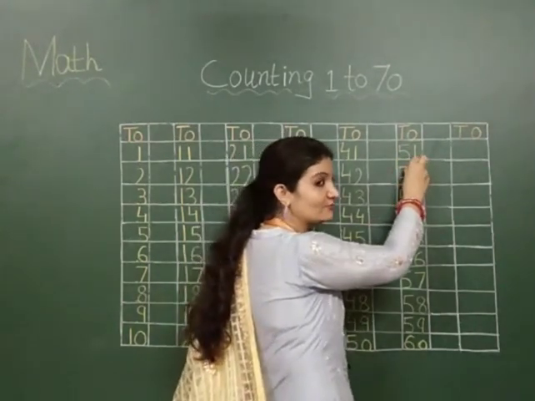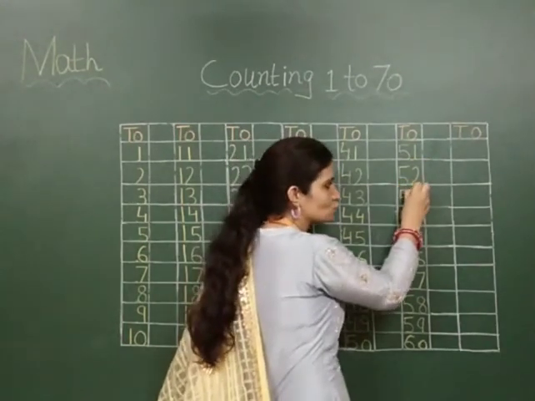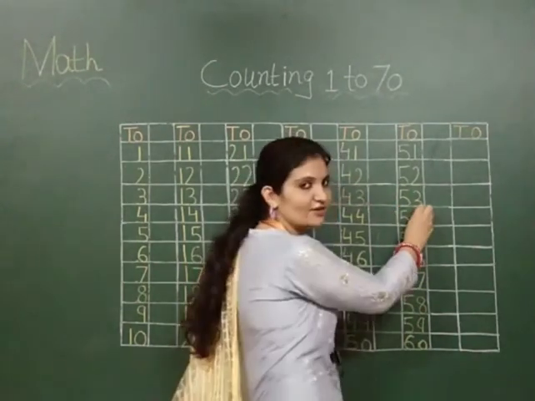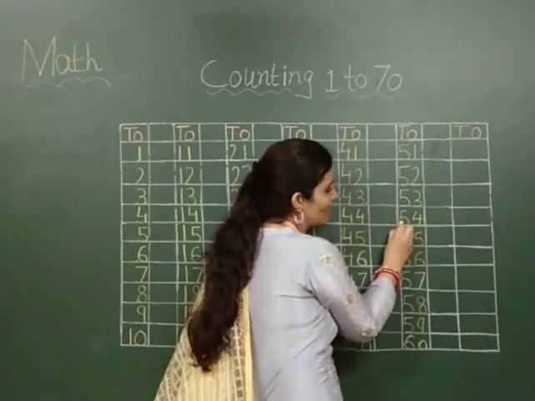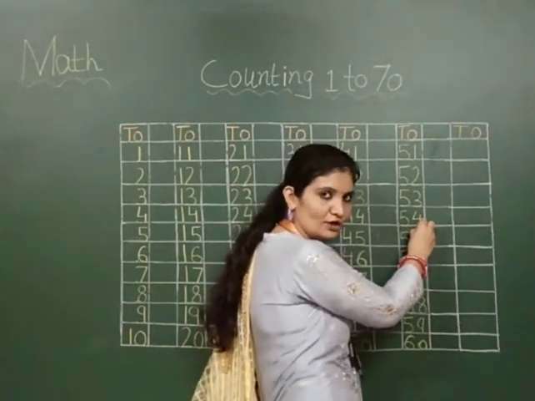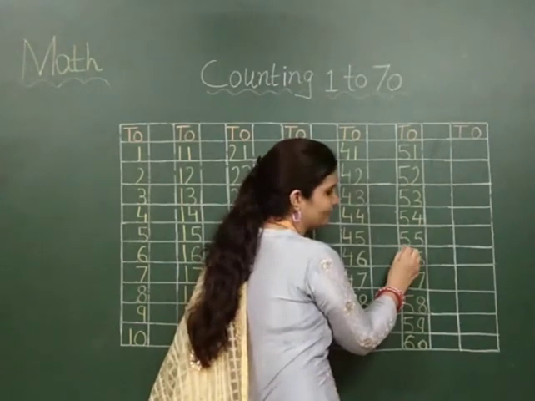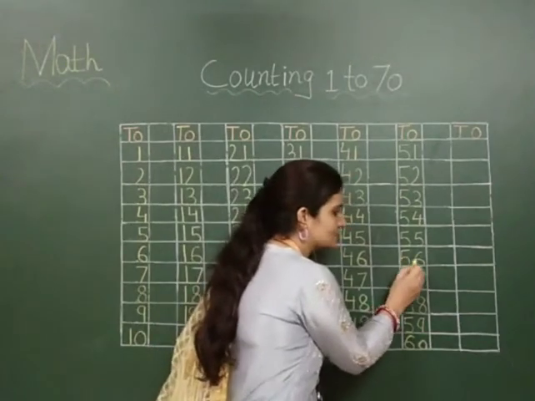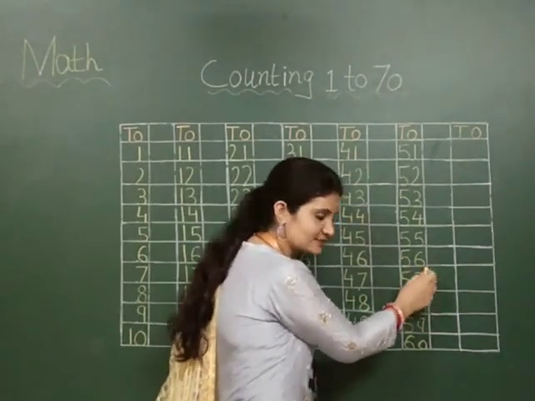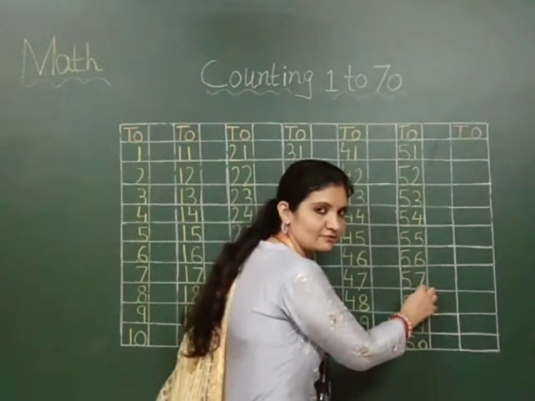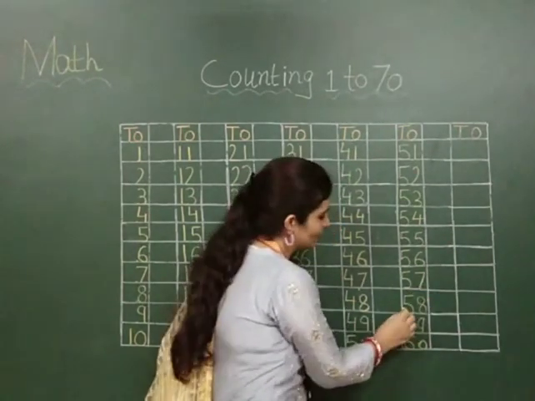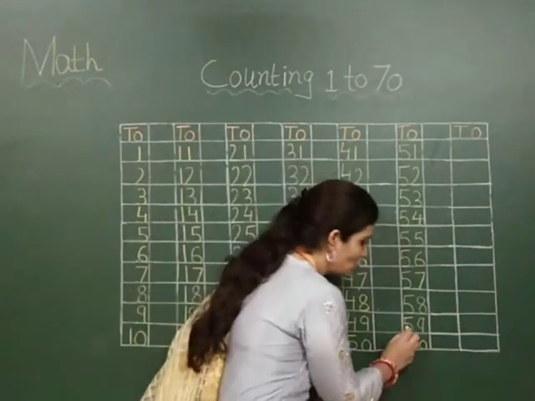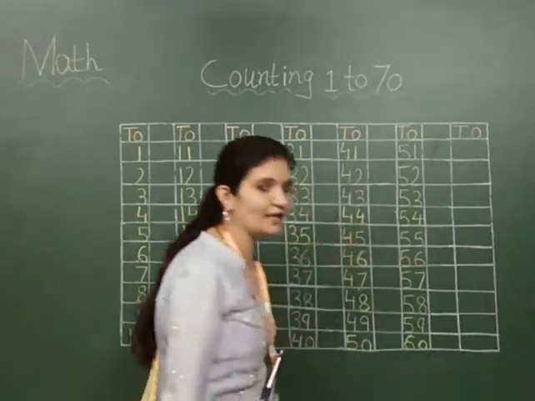Now 5, 1, 51. Then 5, 2, 52. 5, 3, 53. 5, 4, 54. 5, 5, 55. Now 5, 6, 56. 5, 7, 57. 5, 8, 58. Now 5, 9, 59.